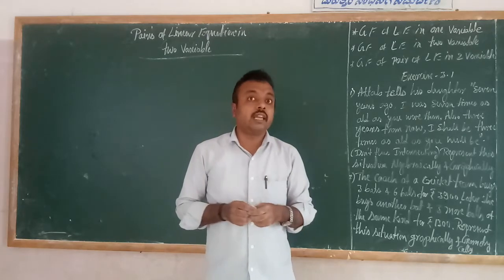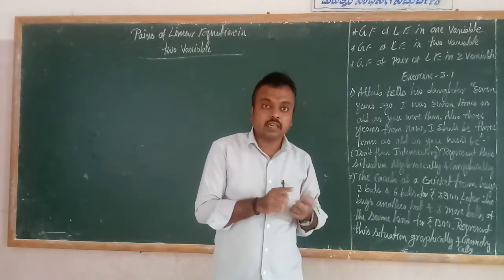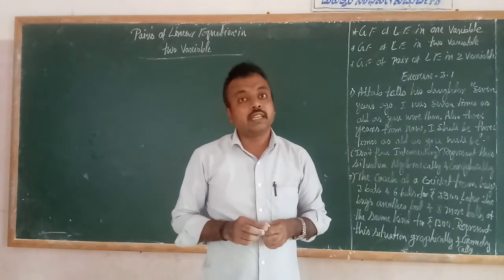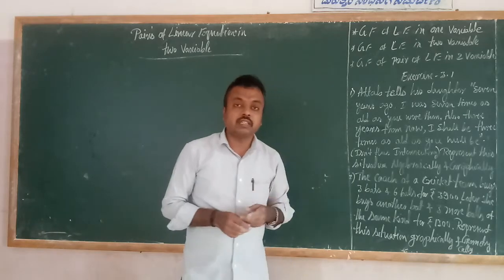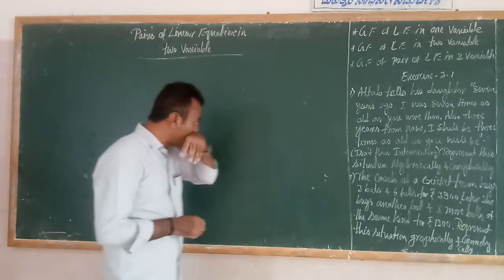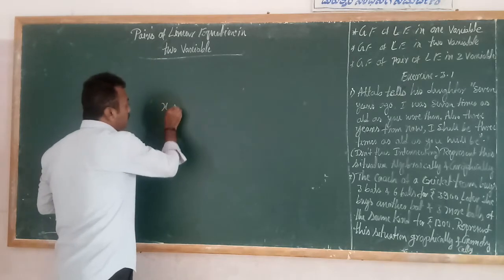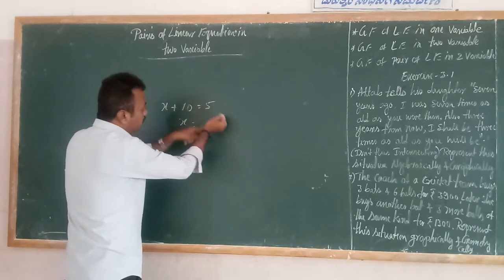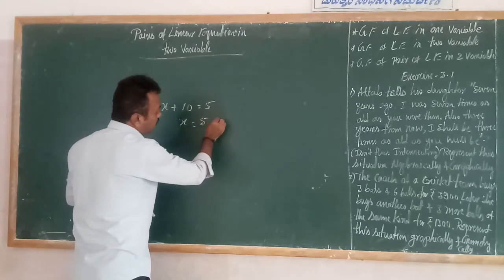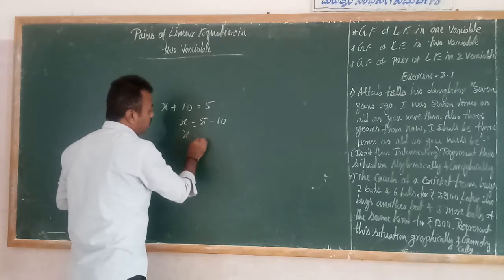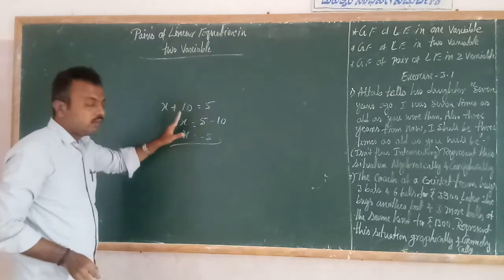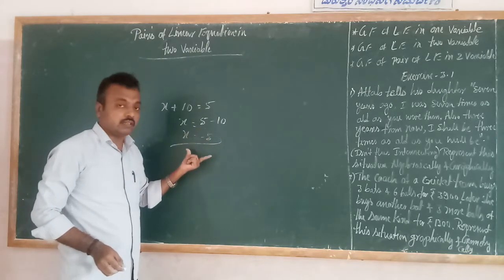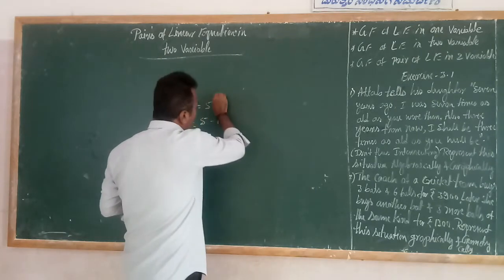Next is the elimination method: if you add, subtract, multiply or divide by the same number on the LHS and RHS, you will get the x value. Another method is called the direct method. We already use the direct method almost all the time. For example, x plus 10 is equal to 5. So x is equal to 5, and I send the 10 to the RHS side, where it becomes minus 10. Therefore x is equal to minus 5. We already know that. This method is what we use most of the time. This is called the direct method.